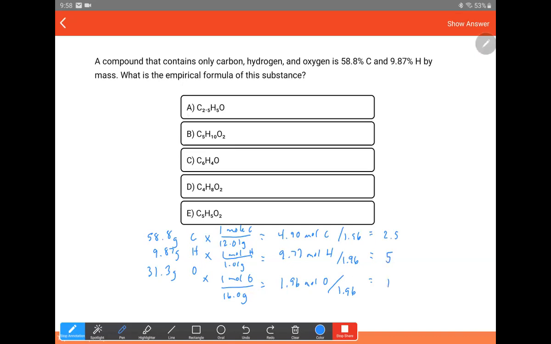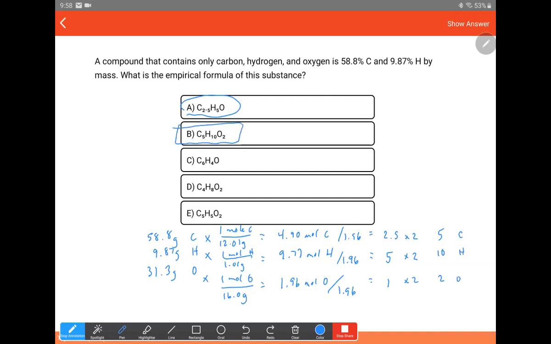Now, so that's where this 2.5 comes from, but we want whole number ratios because we want to think about it like a molecule, right? We can't have 2.5 atoms to 5 atoms. We got to have whole number atoms, so we like whole number mole ratios as well. So I'm going to multiply all these by 2. And so I get a 5 to 10 to 2 ratio, which I see represented here in B.